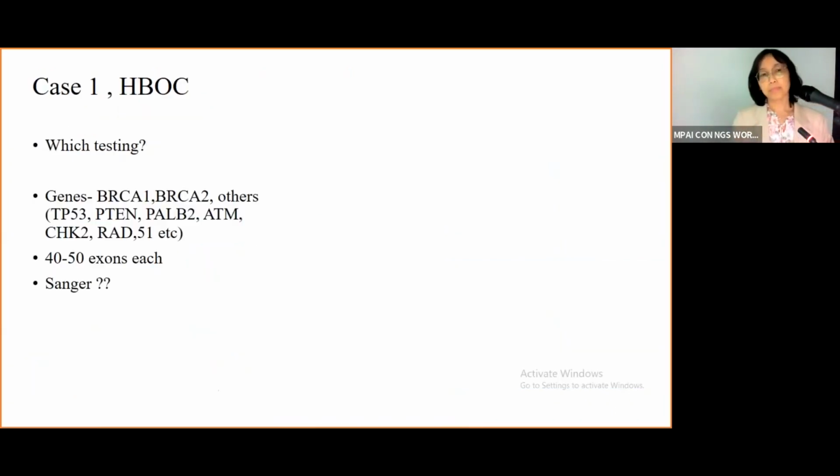So, if we have such a family with hereditary breast ovarian cancer, our question is what testing should be ordered. We all know that it is a genetically heterogeneous condition with many genes involved, and most of the genes are large, having a pretty large number of exons. So in the pre-NGS era, Sanger was the only option of sequencing all these exons. Now that we have massively parallel, high throughput sequencing through NGS, NGS is the more cost-effective option and is the preferred test.